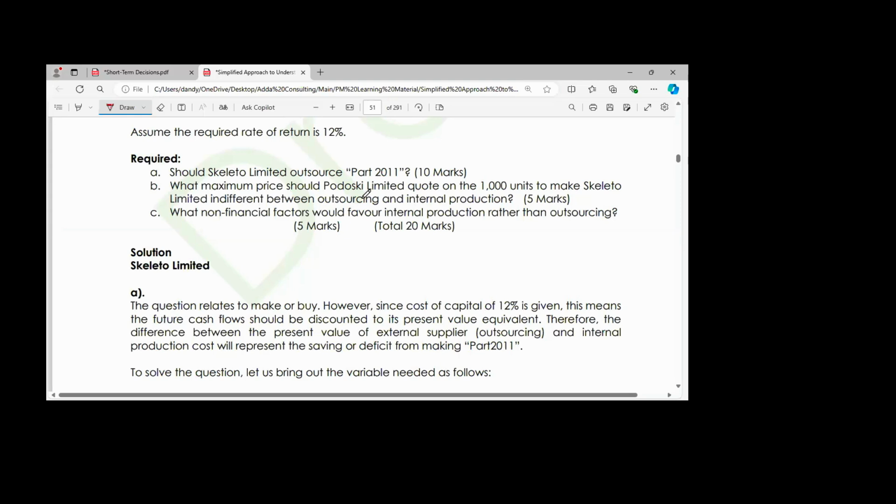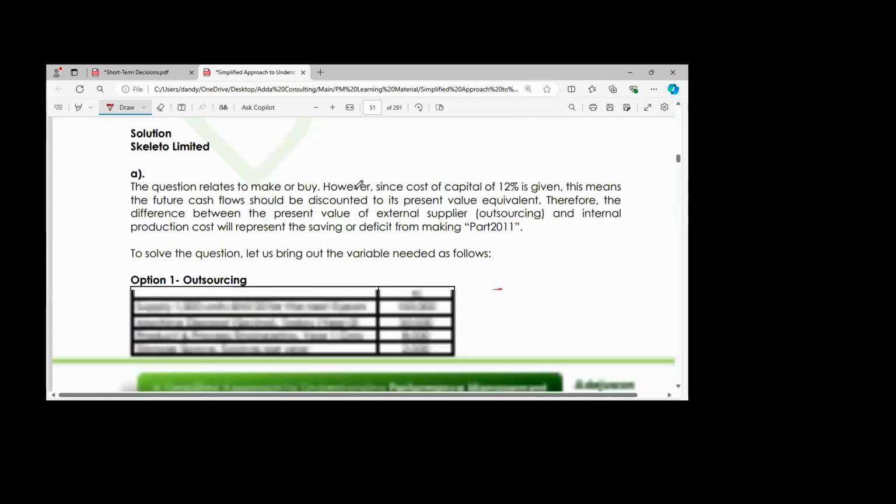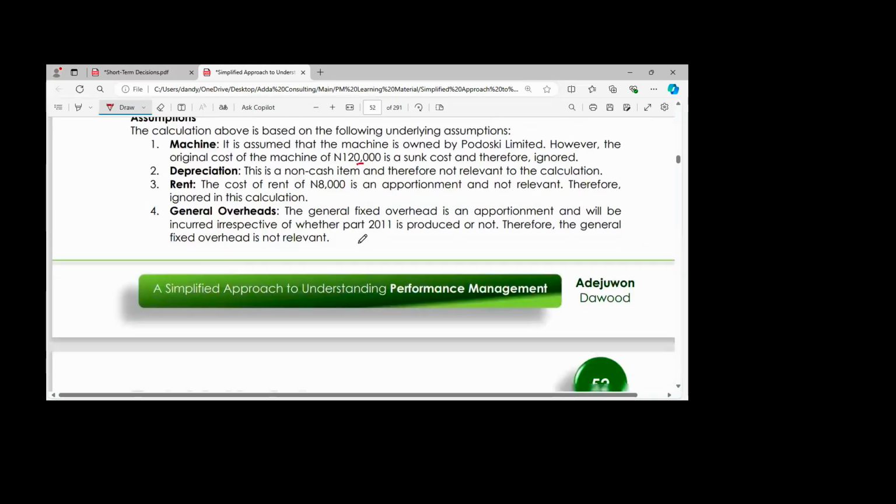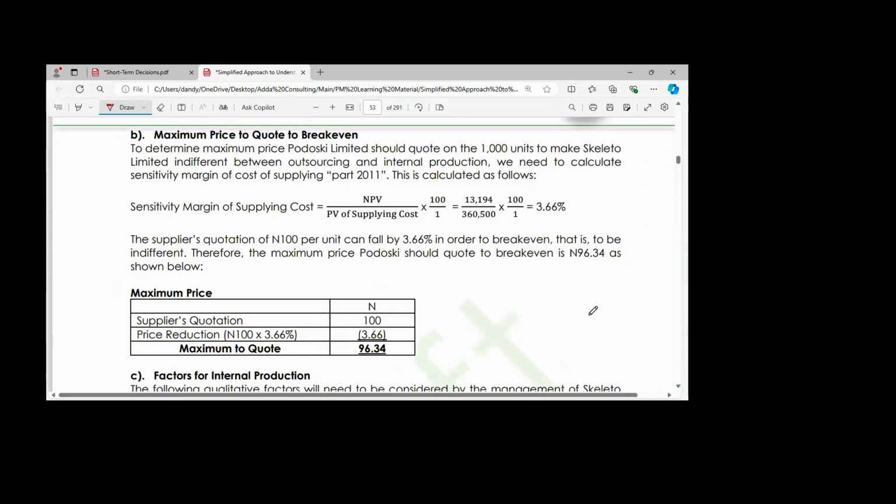So when you want to calculate sensitivity margin, it is simply the ratio of NPV to the present value of the variable. In this case, the variable is the supplying cost. So NPV is 13,194. The PV of supplying cost is 360,500 naira. So without wasting time, the sensitivity margin is 3.66%.